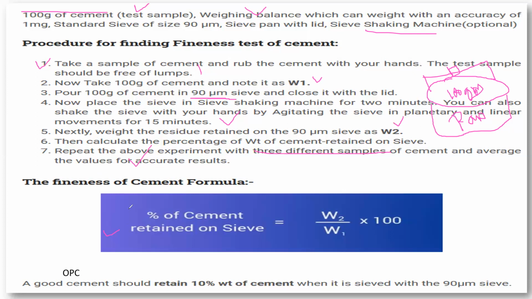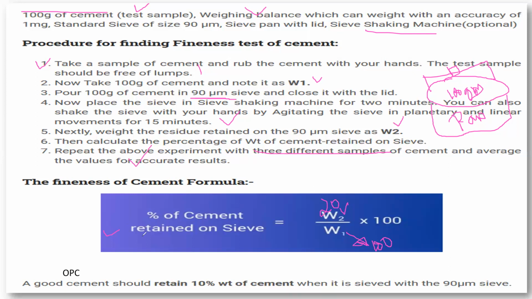So the final thing you need to write is the percentage of the cement retained on the sieve, which is W2, the weight of the cement residue on the 90 micron sieve after sieving, divided by W1. This W1 is the original weight, which we have taken as 100 gram. Let us say after weighing you got 20 gram of cement retained. So 20 divided by 100, multiplied by 100, gives you the percentage of cement retained on the sieve.